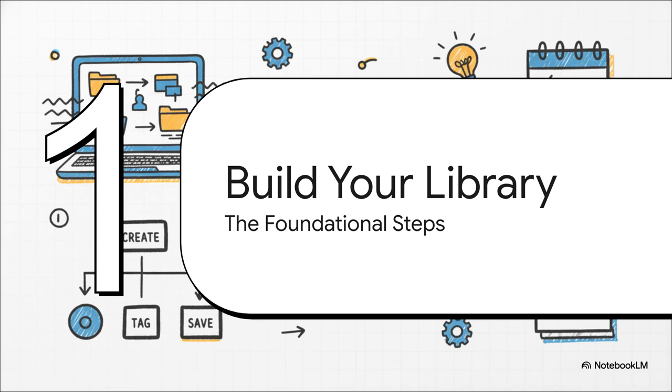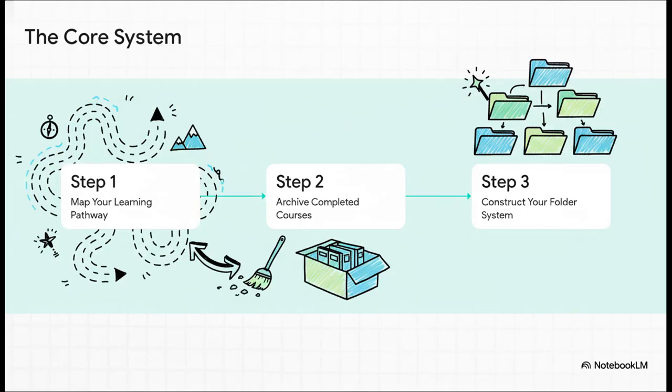So, how do we start building this digital library? Well, the whole thing is built on 3 foundational steps. And don't worry, it's actually incredibly simple. Okay, so step 1, you map out your learning path so you know exactly where you're headed. Step 2, when a course is done, you archive it. Just move it out of the way to keep things clean. And step 3, this is the big one, you actually build your folder system. This is where the real magic happens.